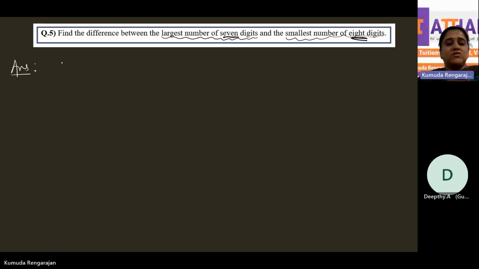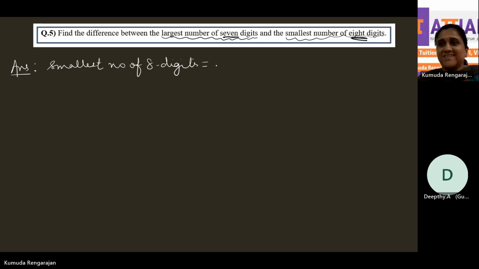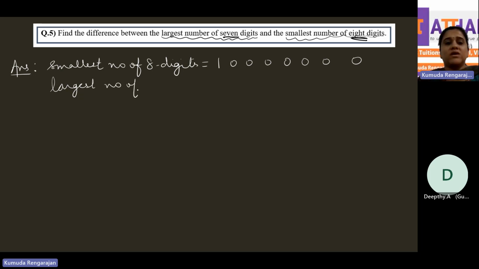So your answer should start like this. Smallest number of 8 digits. Smallest 8-digit number. Correct, correct. Smallest number of 8 digits is 1 followed by 7 zeros. And the largest number of 7 digits. You must write the steps as it is on the board. Largest number of 7 digits.